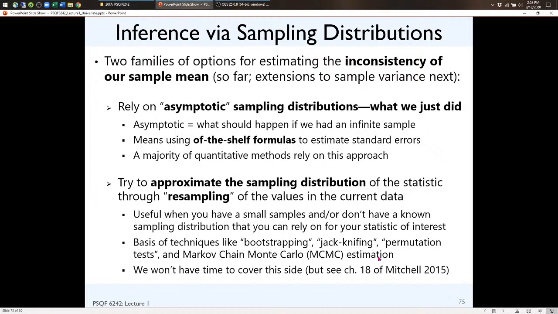Statistical analysis that is done via Bayesian estimation, a technique known as Markov chain Monte Carlo, is related to this approach. And if you're interested in finding out more about this, I would recommend Chapter 18 of the Mitchell book. He talks about some of these methods. And also in PSQF 4143 with Dr. Brandon LeBeau, I believe he uses these sorts of empirical sampling errors in some of his demonstrations as well.